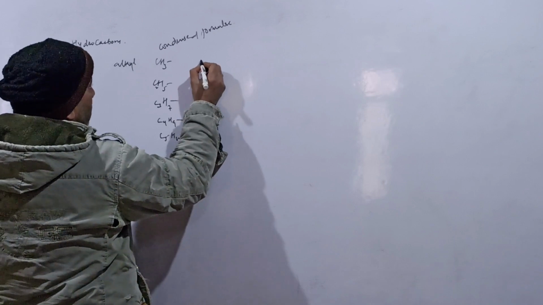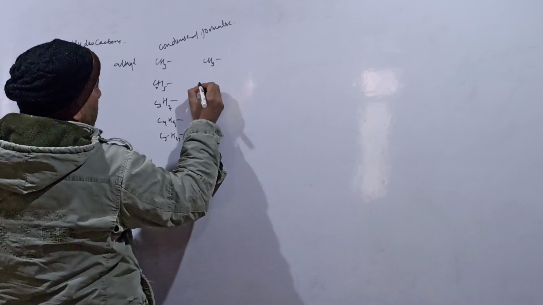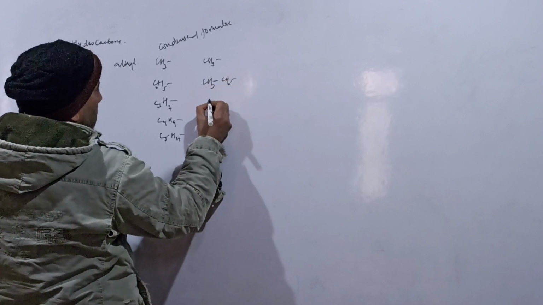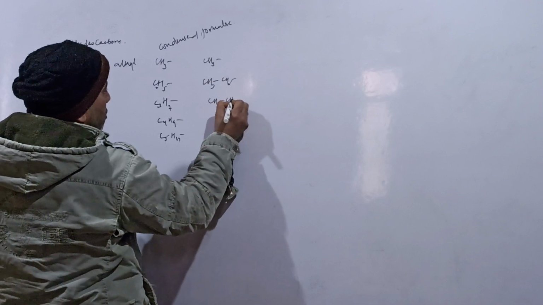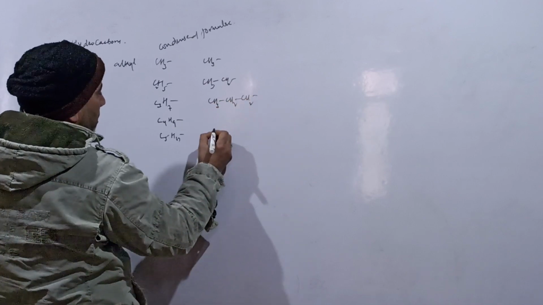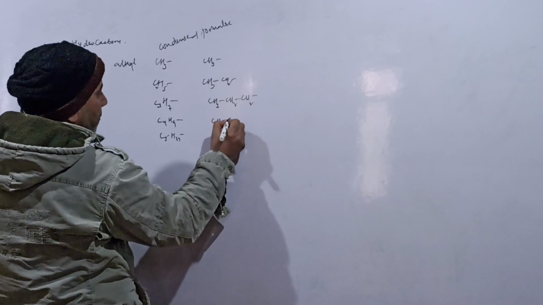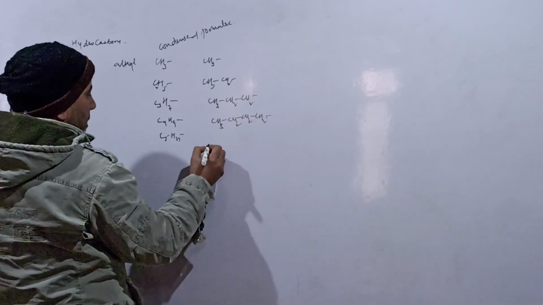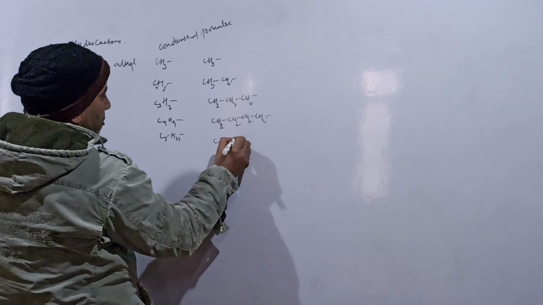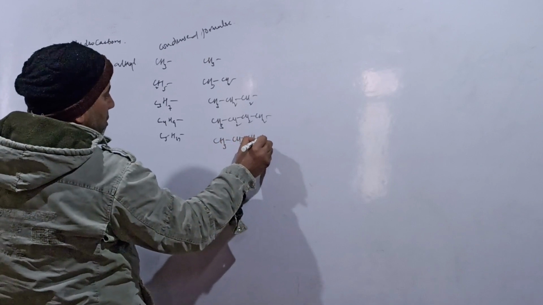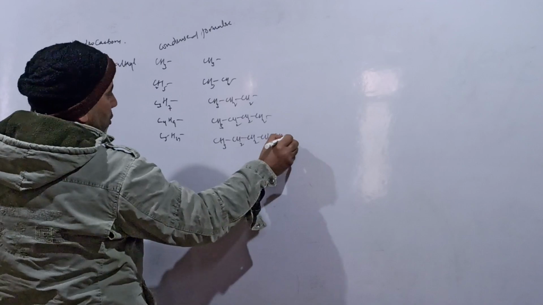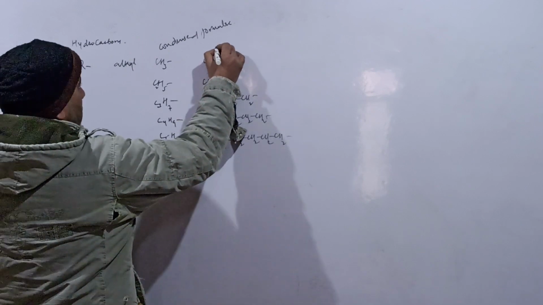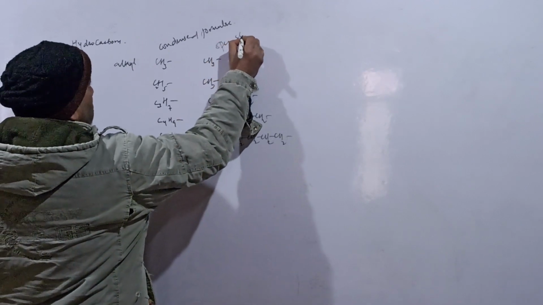And similarly, these can be represented like this: CH3 single bond, CH3 CH2 single bond, CH3 CH2 CH2 single bond, CH3 CH2 CH2 CH2 single bond, and CH3 CH2 CH2 CH2 CH2 single bond, that is 1, 2, 3, 4, and 5 carbons. That means these can be open chain structures.